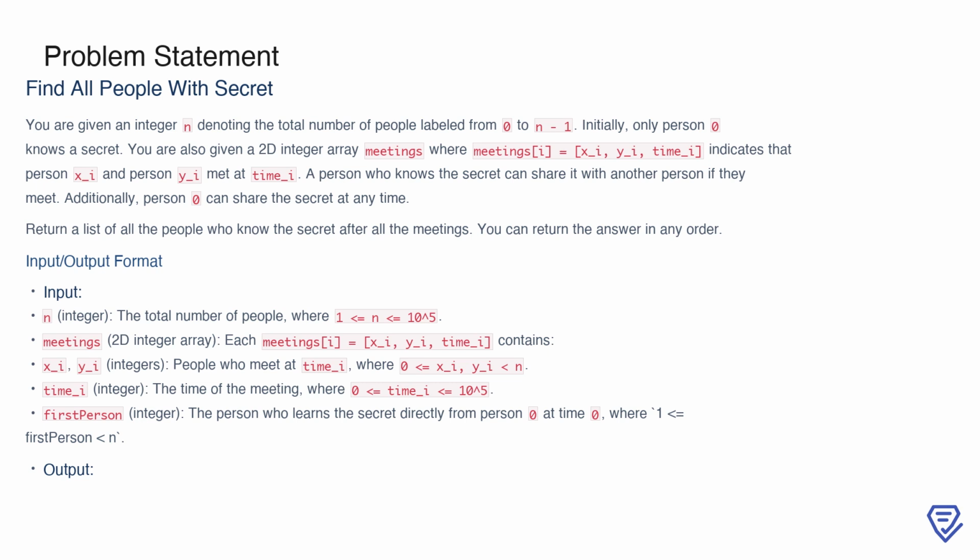During a meeting, if one of these individuals already knows the secret, they can pass it to the other person. Notably, person 0 can share the secret with the first person immediately at time 0. The goal is to determine all people who know the secret after all the scheduled meetings are completed. The output should be a list of these people, and the order of this list does not matter.